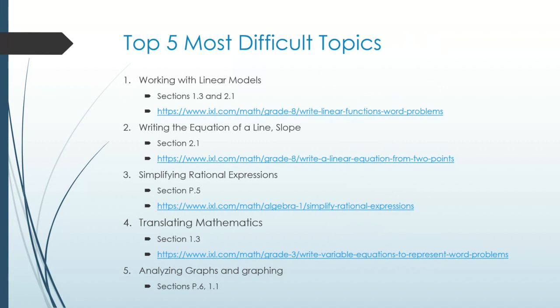Second, writing the equation of a line and slope. I'm even telling you which sections these are on so you can spend some extra time. Third, simplifying rational expressions. Anything with fractions has always been hard for people. Fourth, the translating, which is again word problems. And fifth, analyzing graphs and graphing, like finding the domain and range and finding the intercepts. Those are usually a little tricky for people as well.